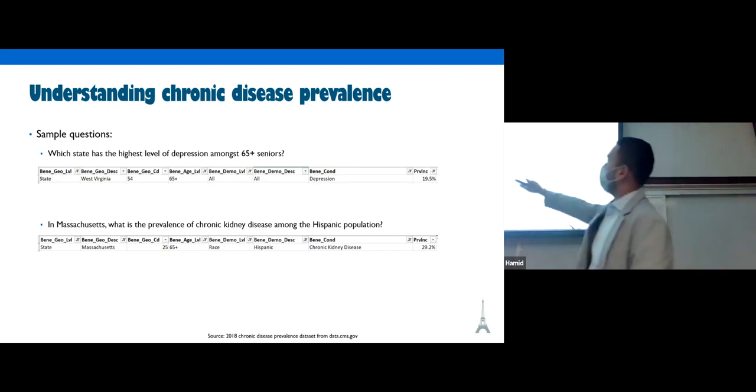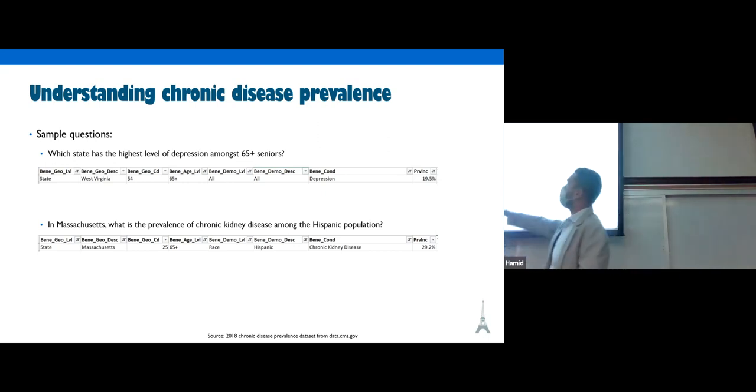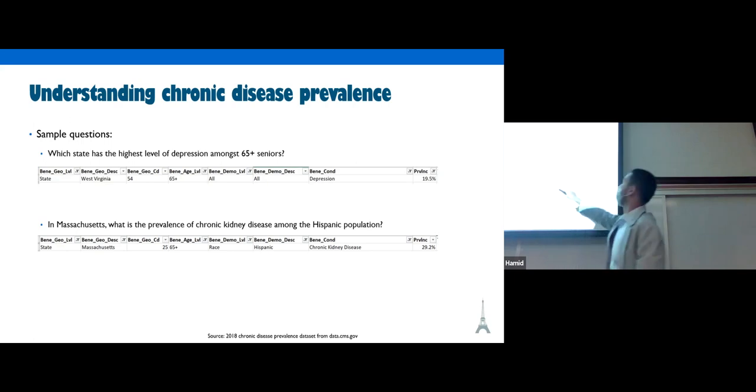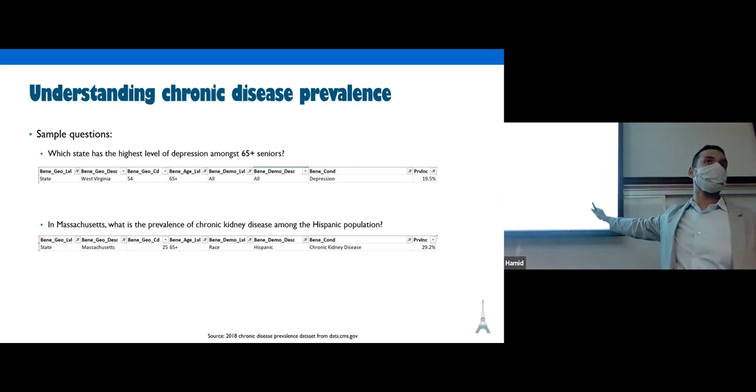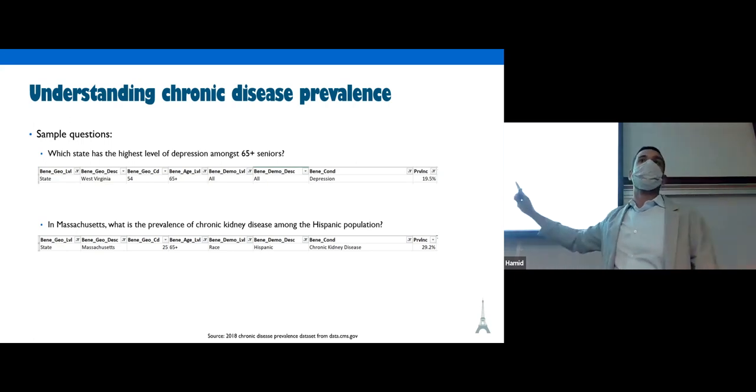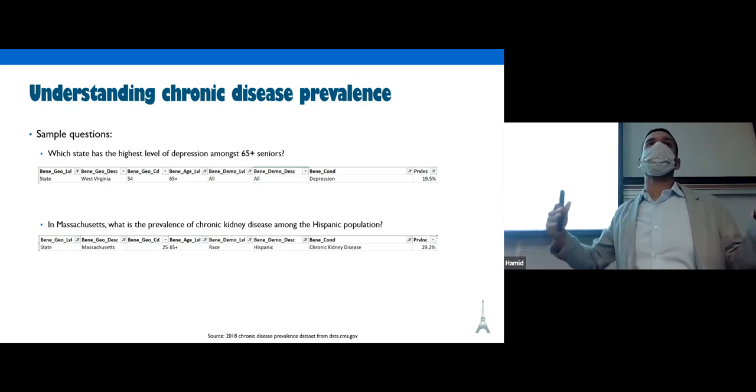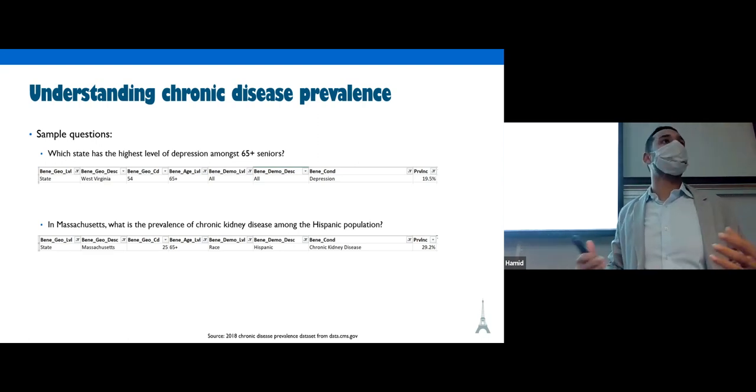Again, a simple filter, right? We're in Massachusetts, 65 plus. We just filter for Hispanic. The chronic kidney disease prevalence is 29%. These are just two very simple questions, just to get you a little bit familiar with the data set.